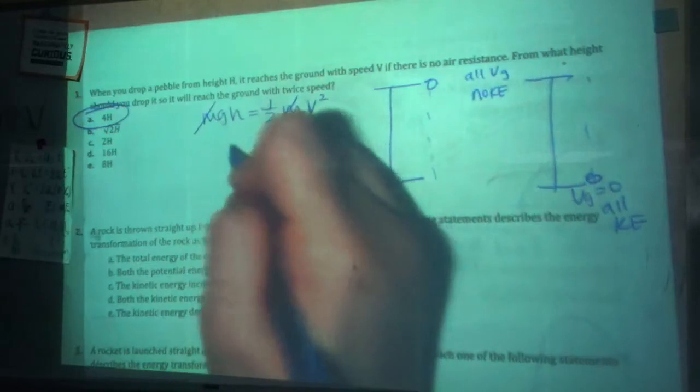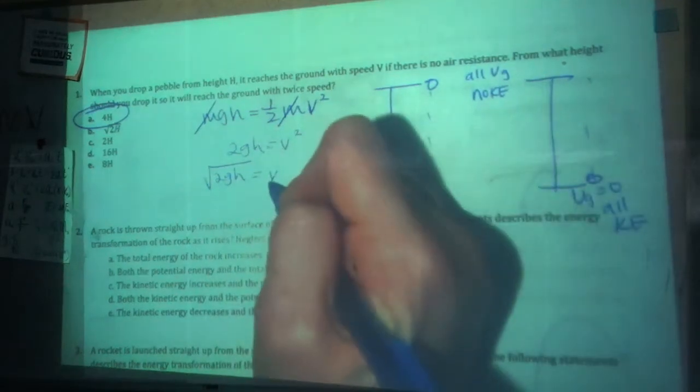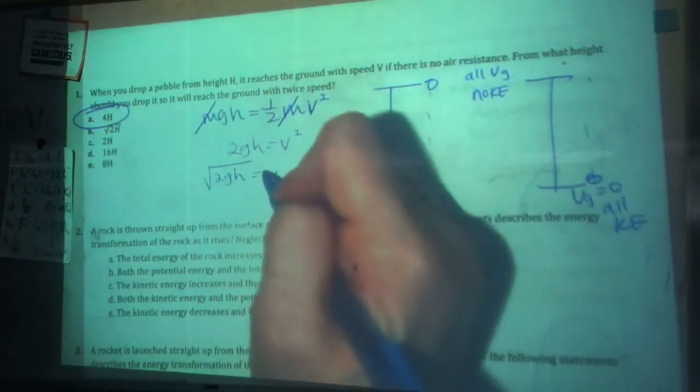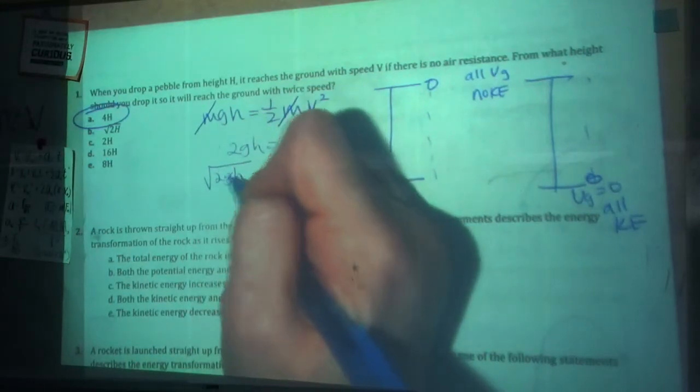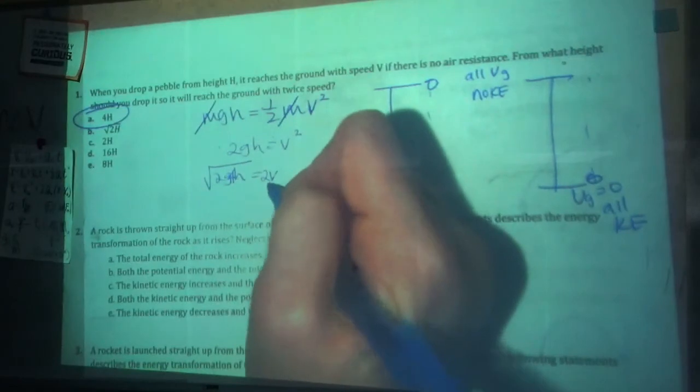Another way is you could actually move everything and solve for v, rearrange, so multiply the 2 up, 2gh is v squared, which means that the square root of 2gh is your velocity. Well, if I want to have twice the speed, there would need to be a 4 in here, because when it gets square rooted, that would be a factor of 2.